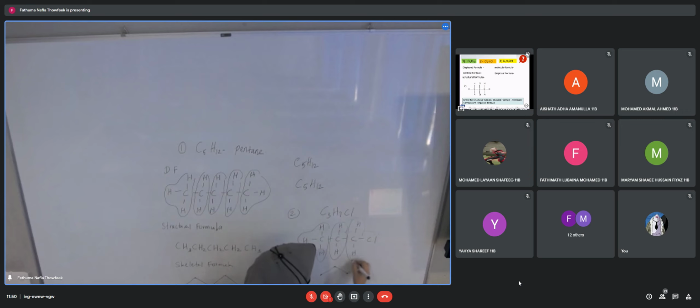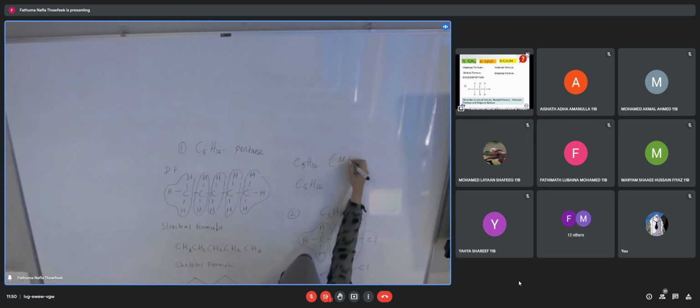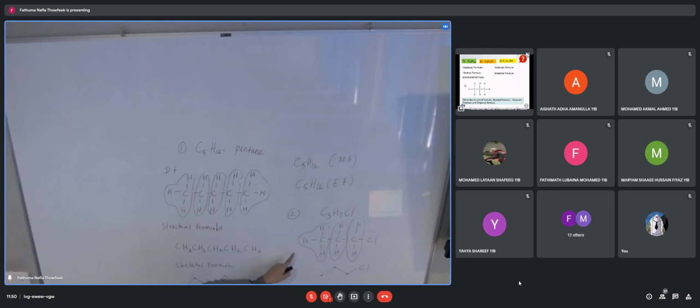Did you write empirical formula? Wait, CH2Cl. First one, the same thing. This is molecular formula, empirical formula. Right, here displayed, skeletal. This one is structural. Molecular formula also C3H7Cl, and empirical formula also same. If you can't simplify, molecular formula and empirical formula will become same.